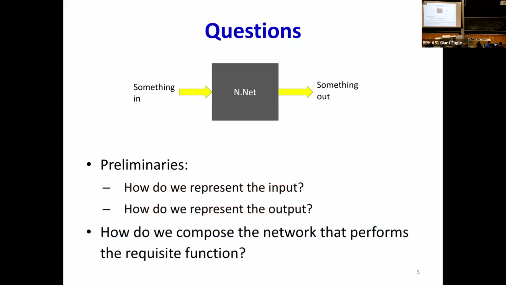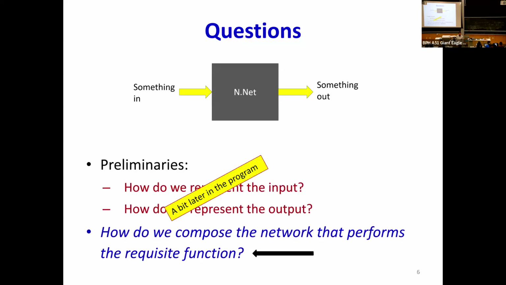First is, how do we represent the input and the output? The input and output must be mathematical objects. They must be numbers. They must be vectors. A game state is, we don't know what really a game state is, right? It has to be converted to something mathematically interpretable. And then the function, of course. We're going to look at how to specify the input and the output later in the course, in the next lecture. Today, we're going to focus on the problem of composing the network that performs the requisite function.